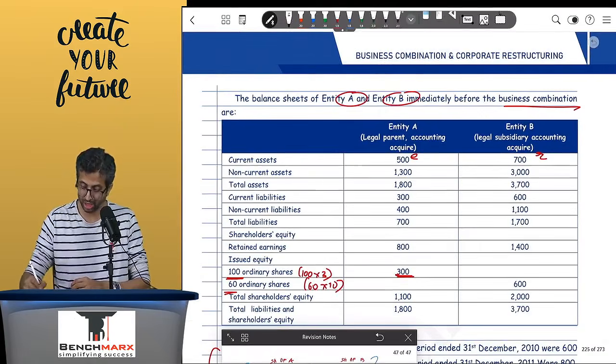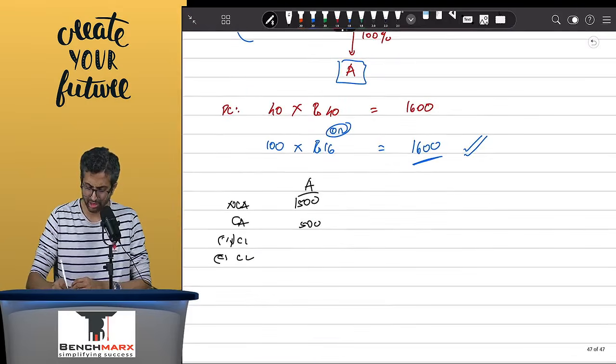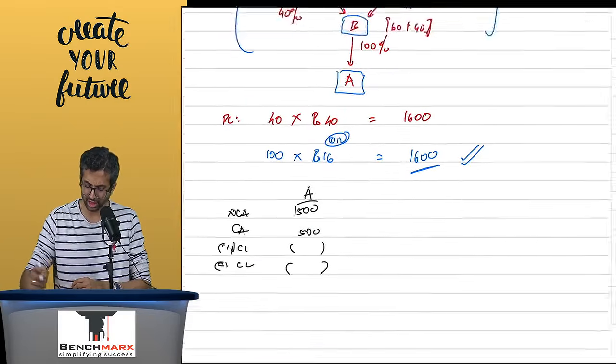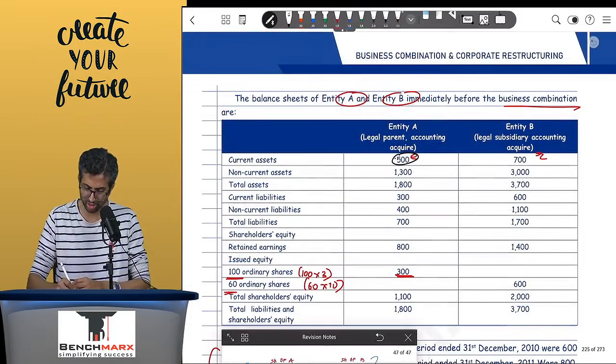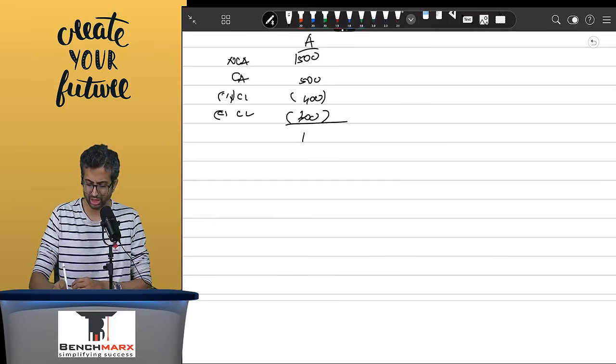Then if you look at the current assets over here for A, this is going to be, I think, 500, and then you have non-current liabilities and current liabilities. I think this is 300 and 400 each. So this is, let us say, 300 for the current, 400 for the non-current, and hence this probably comes down to around I think 1200 or 1300. Okay, so this is 1300.